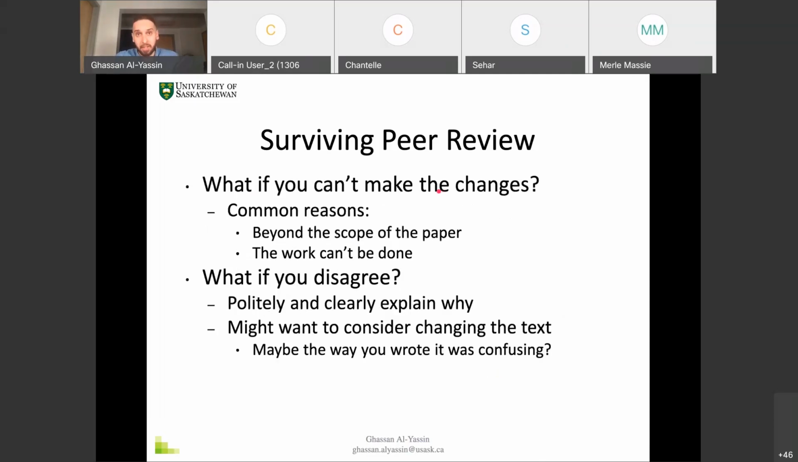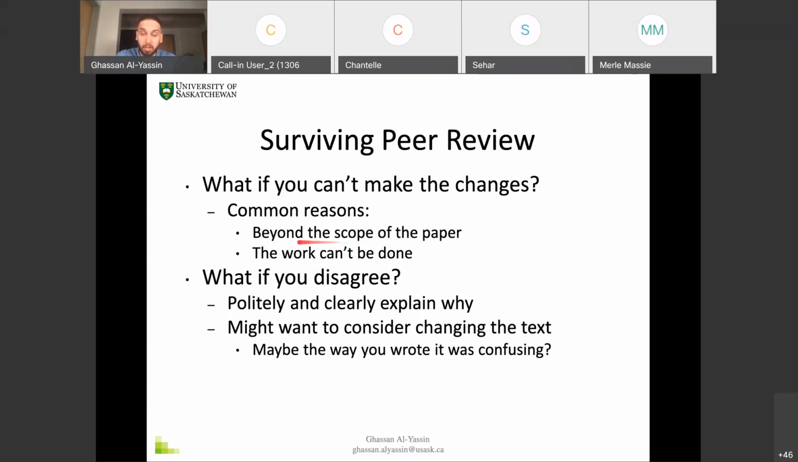Sometimes you can't make these changes, and that is completely fine. Again, it's a discussion between you and the reviewers. Some common reasons why you can't make these changes is sometimes the changes are beyond the scope of the paper. And this happened with me and my supervisor in some of the papers we wrote. The reviewer wasn't angry or upset or anything, but wanted us to discuss things that we felt if we included them, it would make the article too broad, too long, and it would lose its flow. So we explained that to the reviewer, and the reviewer was happy. It's okay, it's completely reasonable.